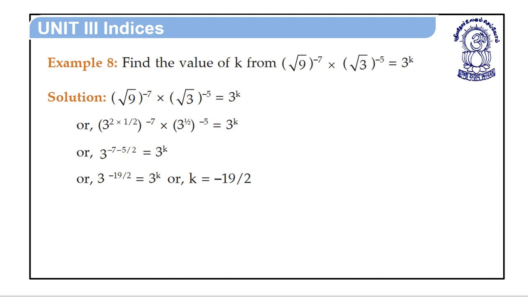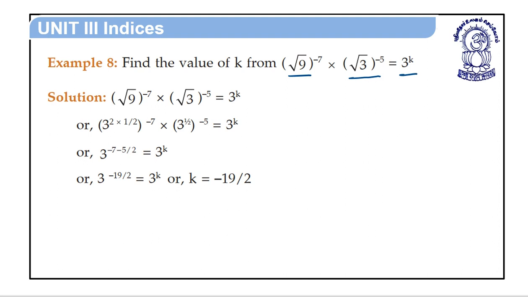Find the value of k. Find the value of k from root of 9 raised to minus 7 into root 3 raised to minus 5 is equal to 3 raised to k.